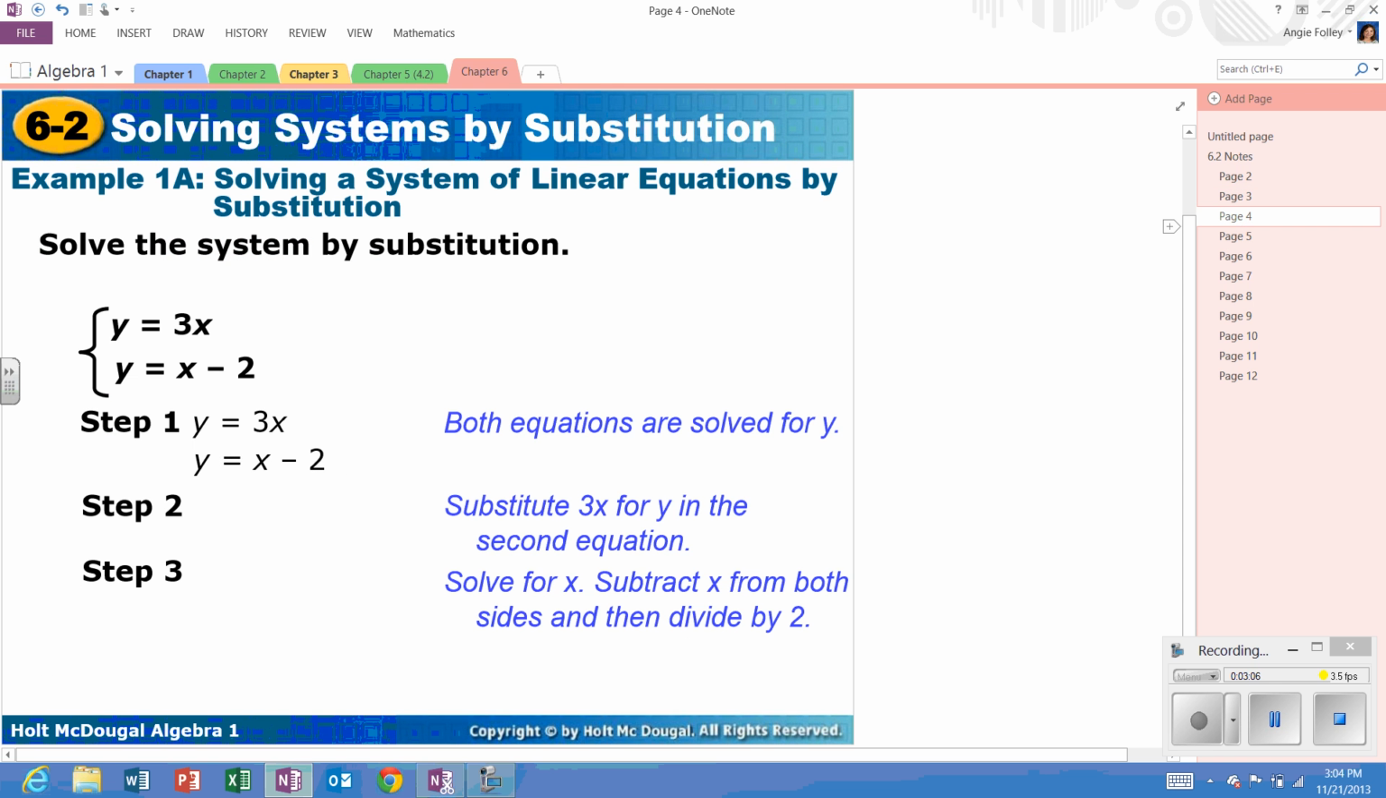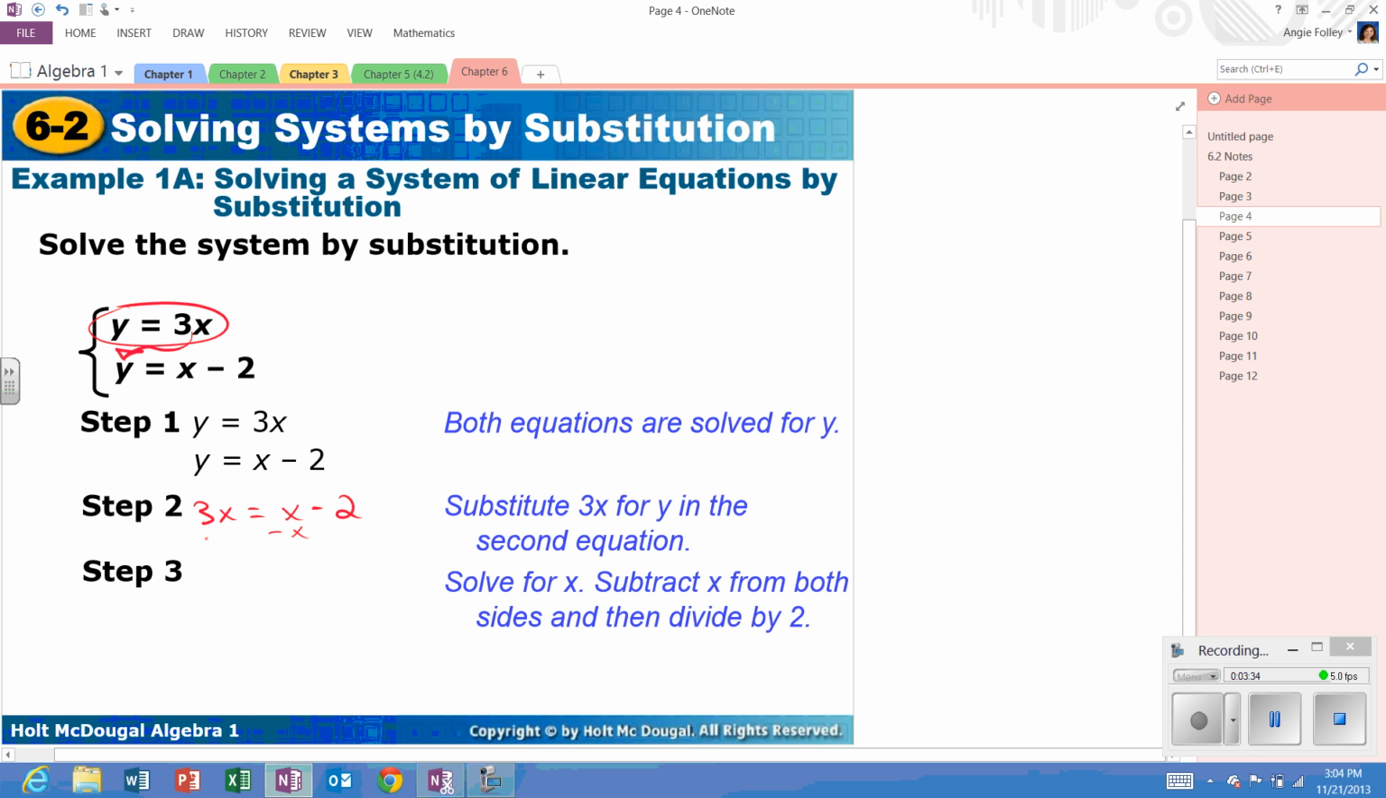So let's do an example together. Okay, so we need to solve the system by substitution. Well, both equations are solved for y. So we already have y equals 3x and y equals x minus 2. We're going to substitute 3x for y into the second equation because it's telling us y equals 3x. So we can put that into y. So we get 3x equals x minus 2. Now we can solve for what x equals.